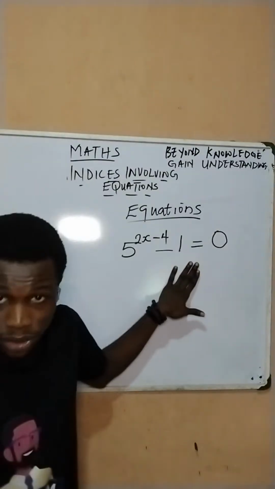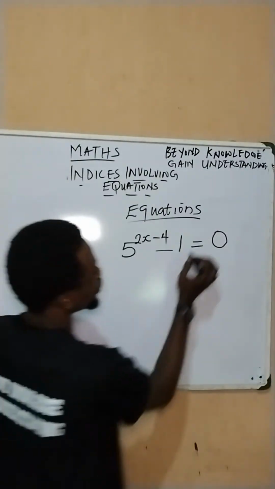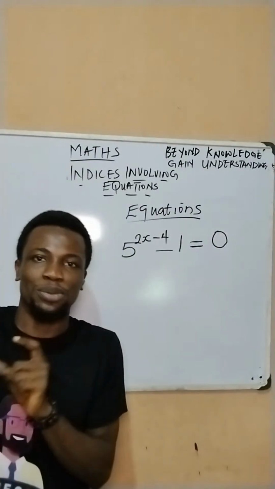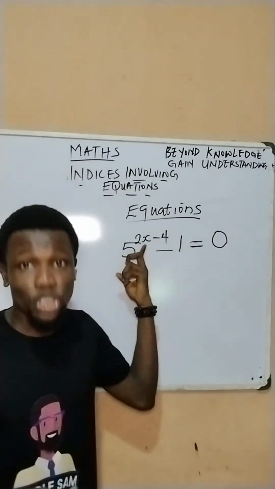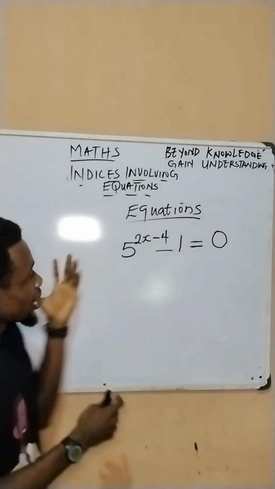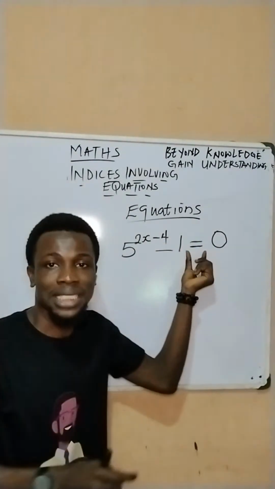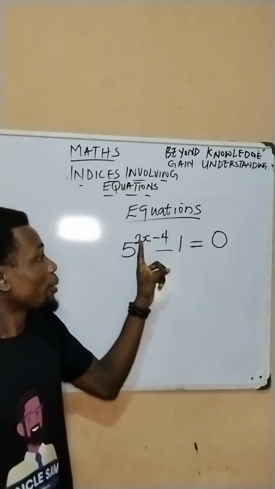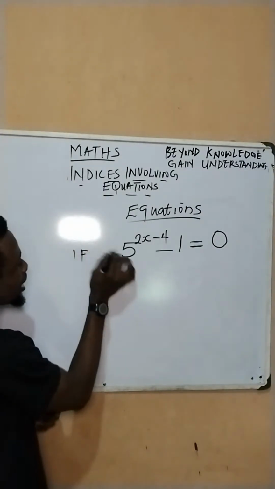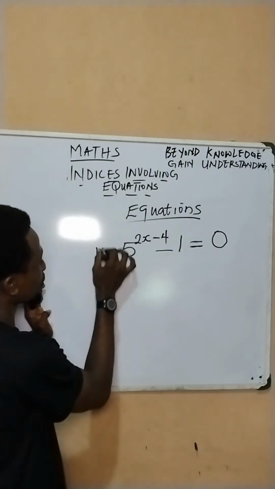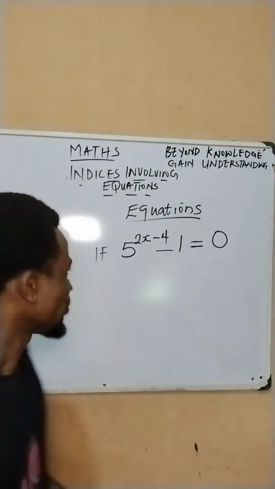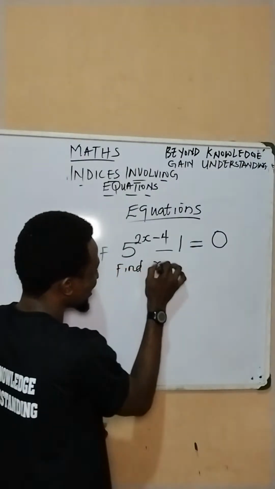Now, this is an equation. Why is it an equation? It's an equation because there is an equality sign. And not just that, the key thing that makes an equation what it is, is the unknown variable that you see in the expression given. So this is an equation, first because of the equality sign, and secondly, and most importantly, because of the unknown variable that we are asked to find. So if the question is, if 5 to the power of 2x minus 4 minus 1 equal to 0, find x.